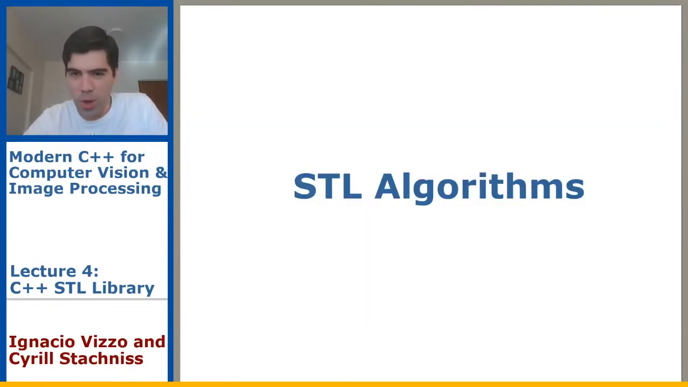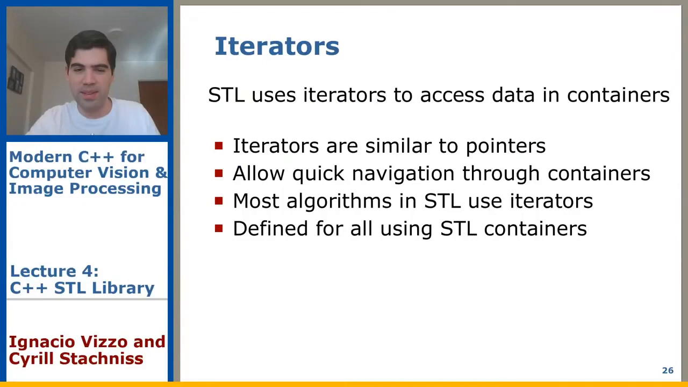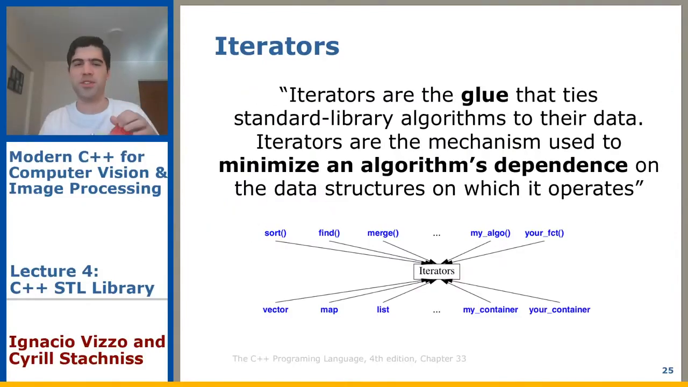So that was all the information you need to know about iterators. And now, if you are ready, we will go through some algorithms. So let's go back to the first slide of iterators. The key idea is that the iterators will be the glue that ties the standard library algorithms that we are about to see to the data where they operate, right?